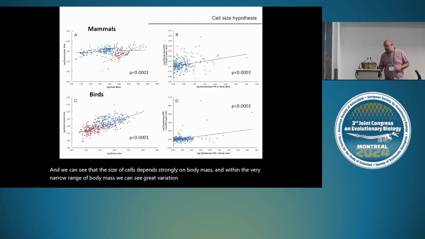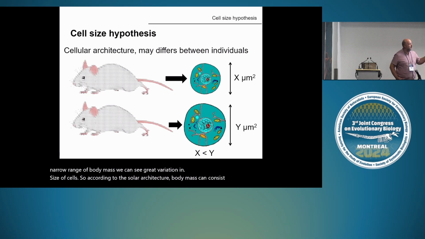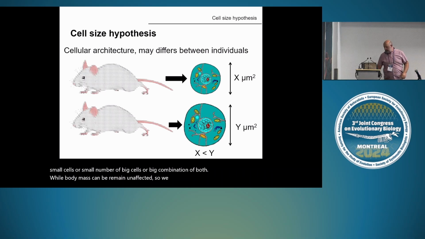in the size of cells. So, according to the cellular architecture, body mass can consist of a large number of small cells or a small number of big cells, or a combination of both, while body mass can remain unaffected. Yeah, so we have the same mass here.